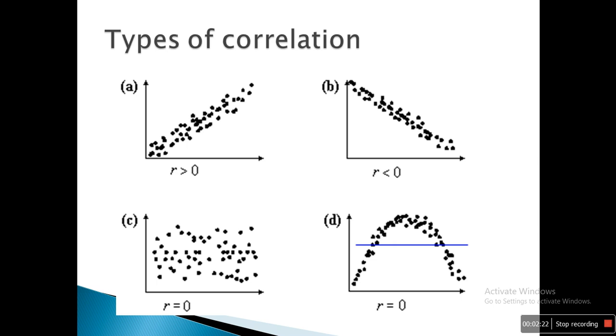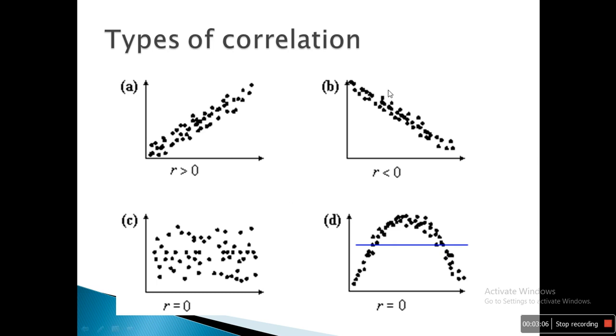In the first case, the A case, the value of R is greater than 0. R is denoted for correlation coefficient, and it is greater than 0, which means there is a positive relationship between the two variables. Or I can say in other words that if one variable increases, the other variable also increases. So there are two variables on the x and the y axis, and both variables are increasing and they have a positive relationship, that there is a direct impact of one variable on the second variable.